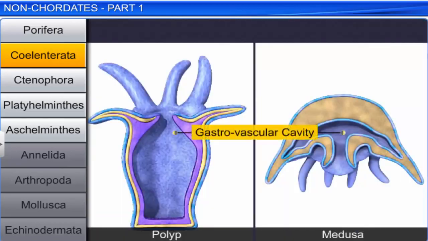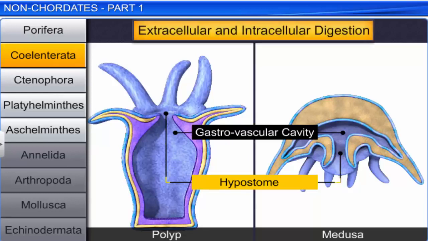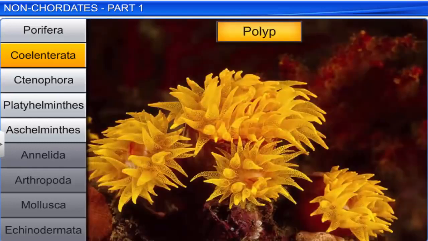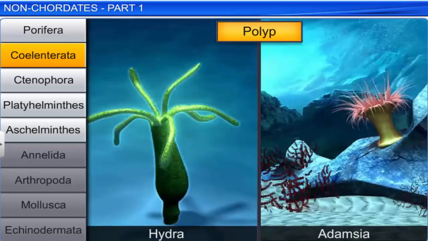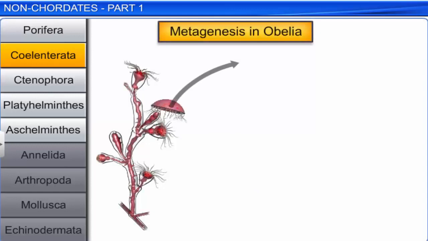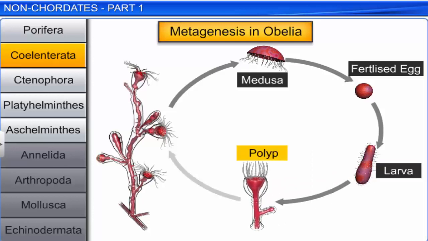Coelenterates have a central gastrovascular cavity with a single opening called the hypostome. Digestion in them is both extracellular and intracellular. Coelenterates exhibit two basic body forms, polyp and medusa. Polyp is a sessile and cylindrical form like Hydra and Adamsia, while medusa is umbrella-shaped and free-swimming like Aurelia. Some coelenterates like Obelia exist in both forms and exhibit alternation of generation.